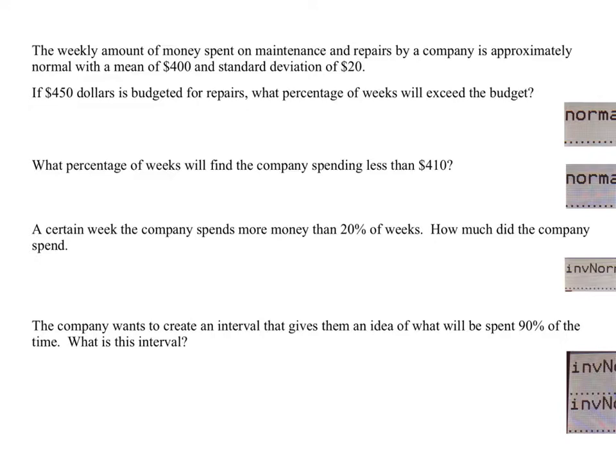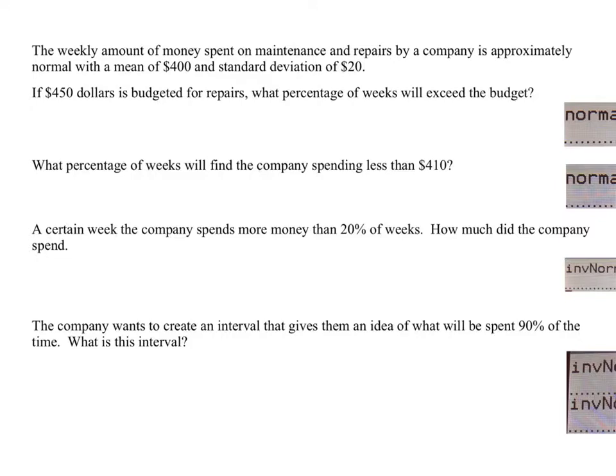In this example, we say the weekly amount of money spent on maintenance and repairs by a company is approximately normal with a mean of 400, standard deviation of 20. Okay, so the first question, if $450 is budgeted for repairs, what percentage of weeks will exceed the budget?